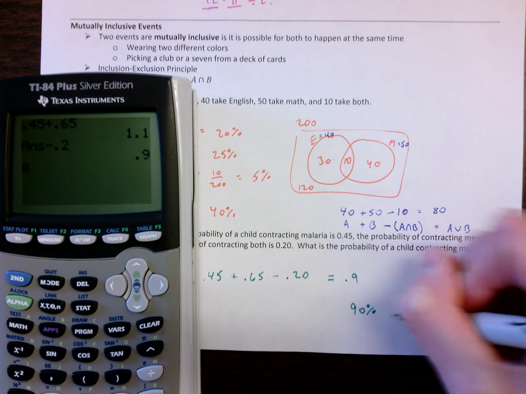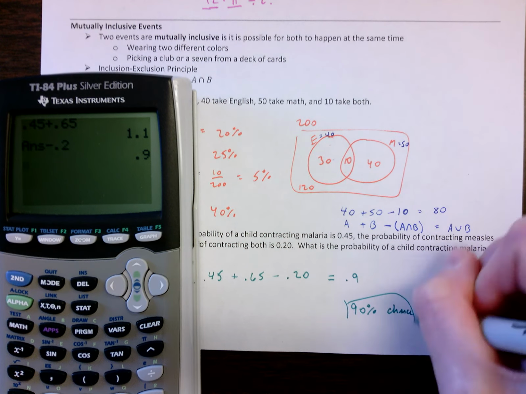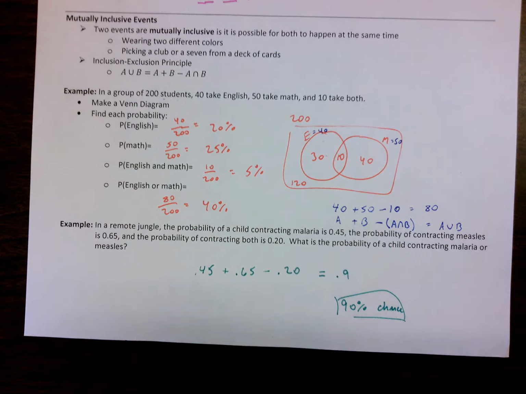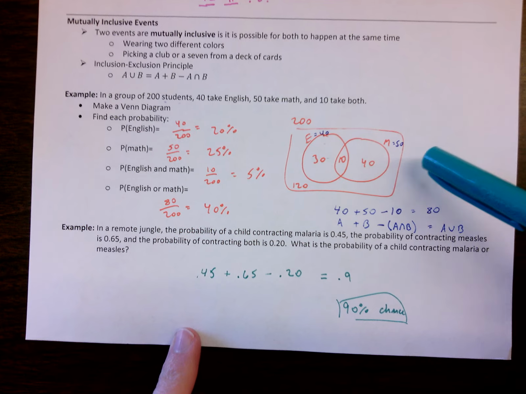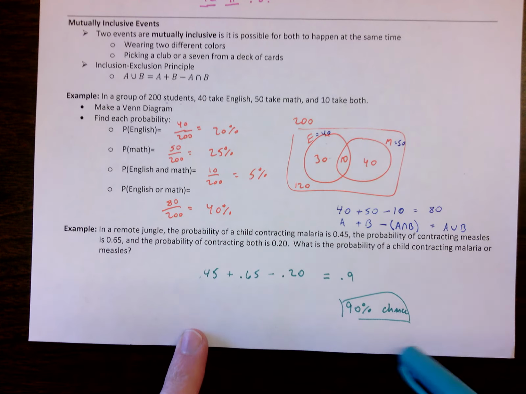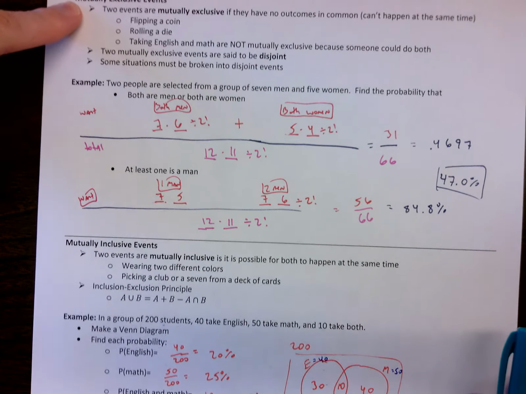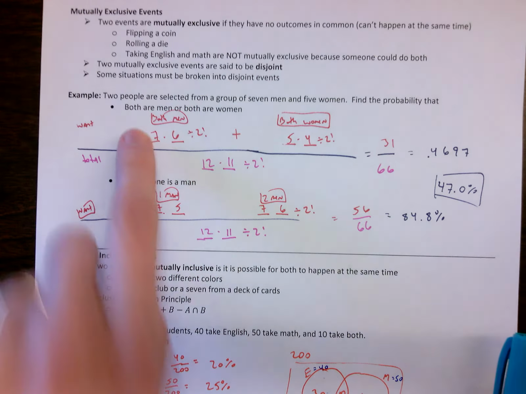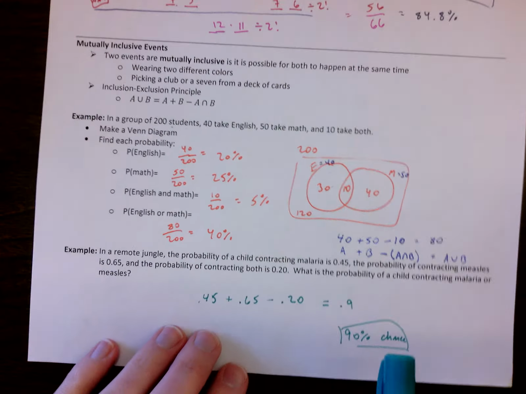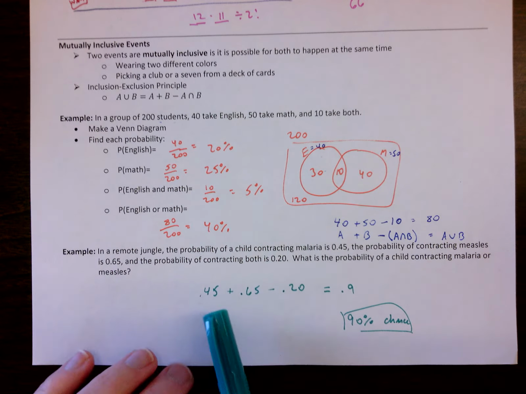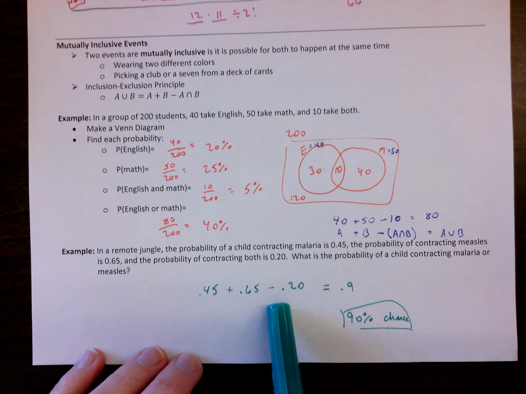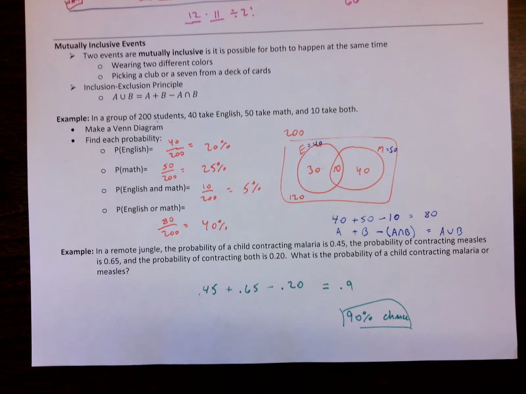So there's a 90% chance that you would get one or the other, okay? All right, so that is what's going on with this inclusion exclusion principle. Okay, you could have also made a Venn diagram that would totally work. It's just a little bit faster if you can use the inclusion exclusion principle. Okay, so if the events are mutually exclusive, there's no possibility of overlap, you just break it into cases. Okay, if they're mutually inclusive, then you add together the two overall probabilities and subtract from it the overlap of the both section.